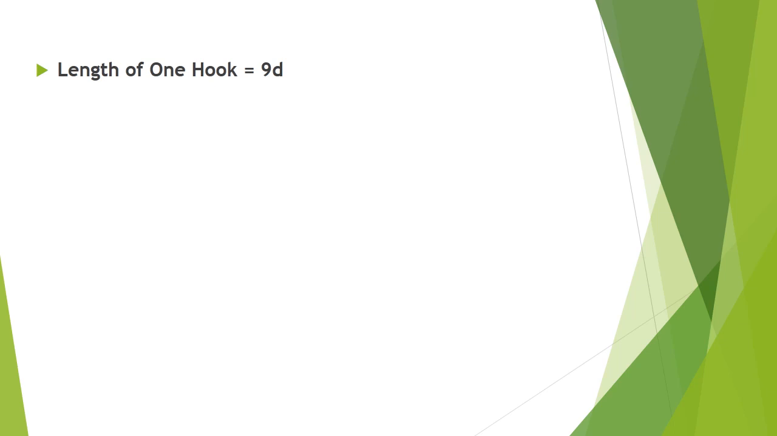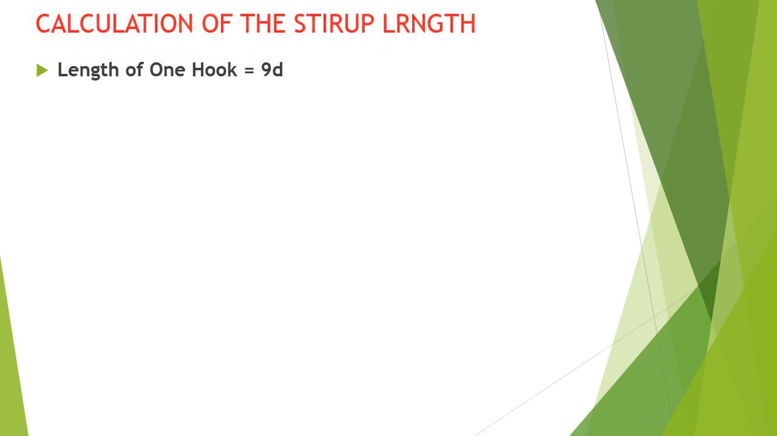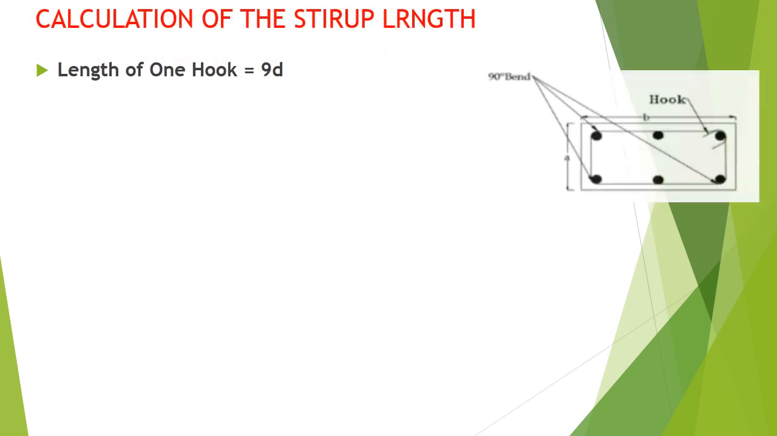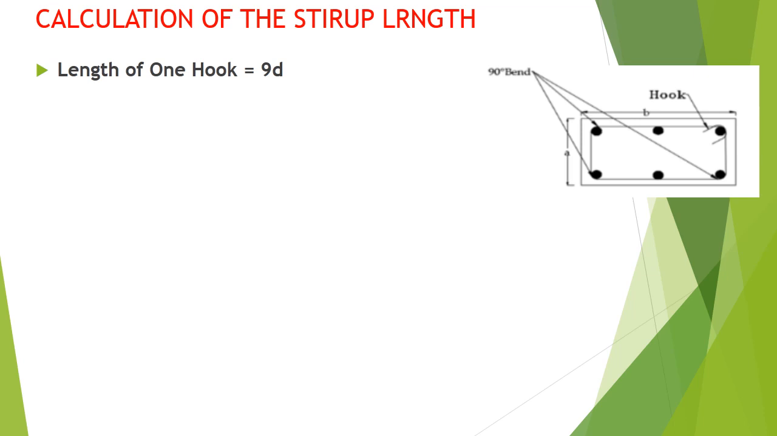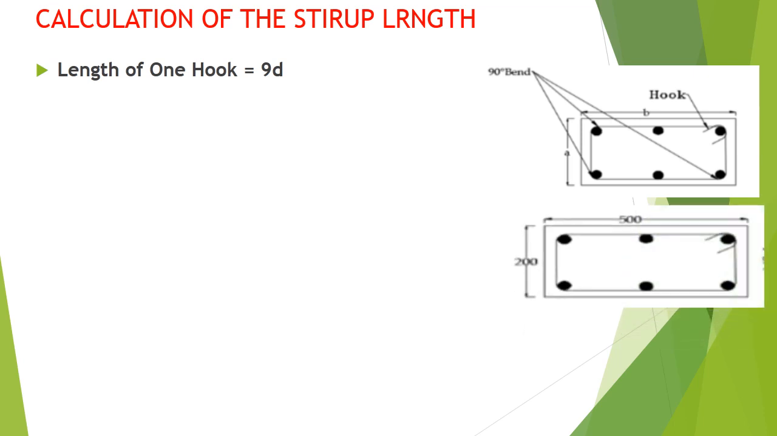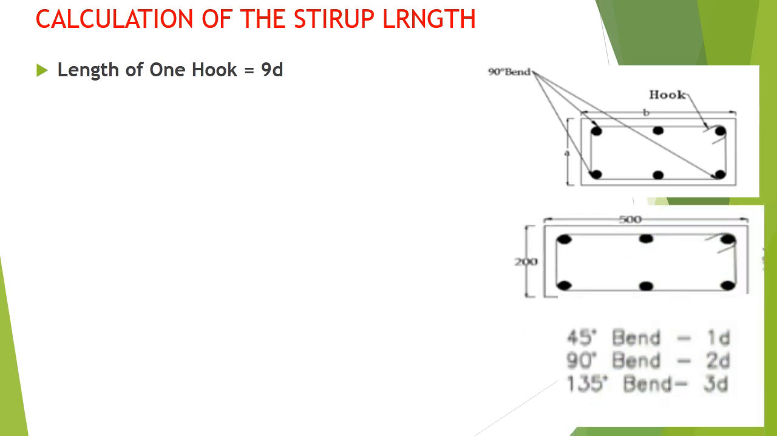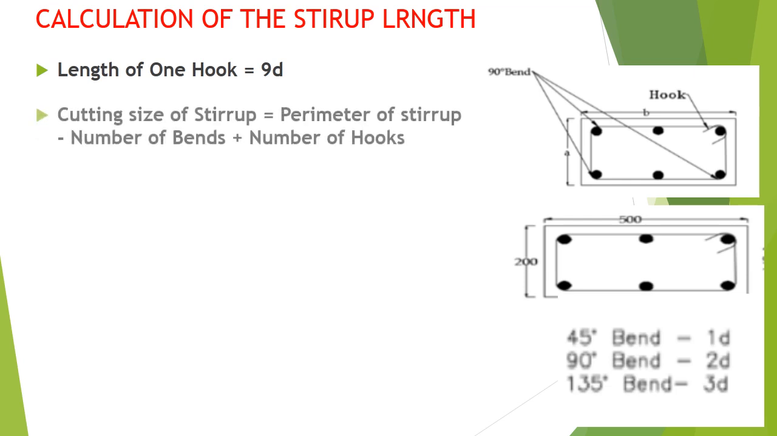How to calculate the stirrups? Length of one hook is 9 dia. Refer to the shown drawing, which will give you a rough idea of the length and breadth and a hook and everything. Whenever you are tying a reinforcement, you have to deduct for bends: 45-degree bend is 1 dia, 90-degree bend is 2 dia, and 135-degree bend is 3 dia of the bar.